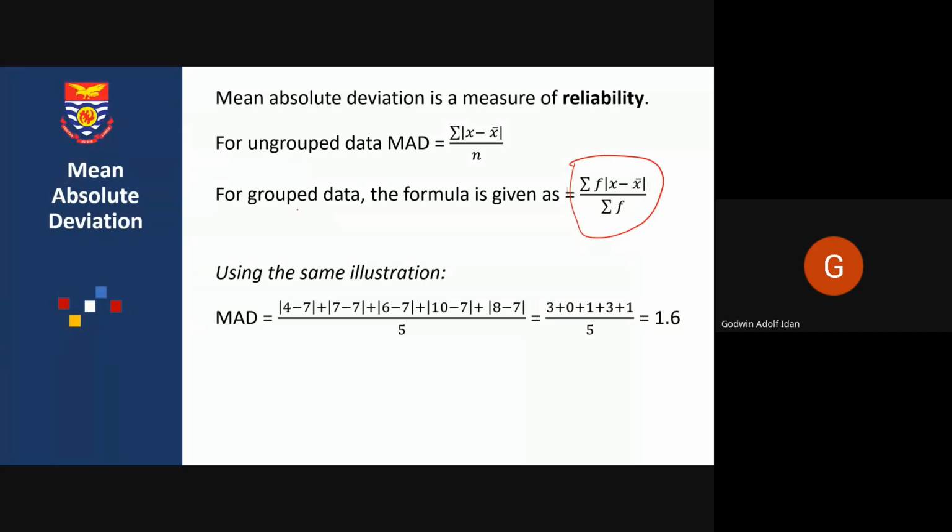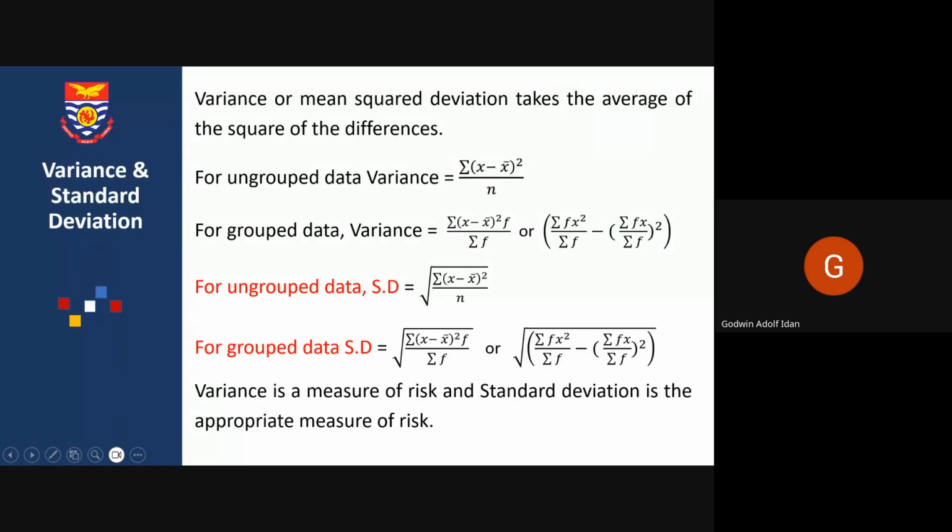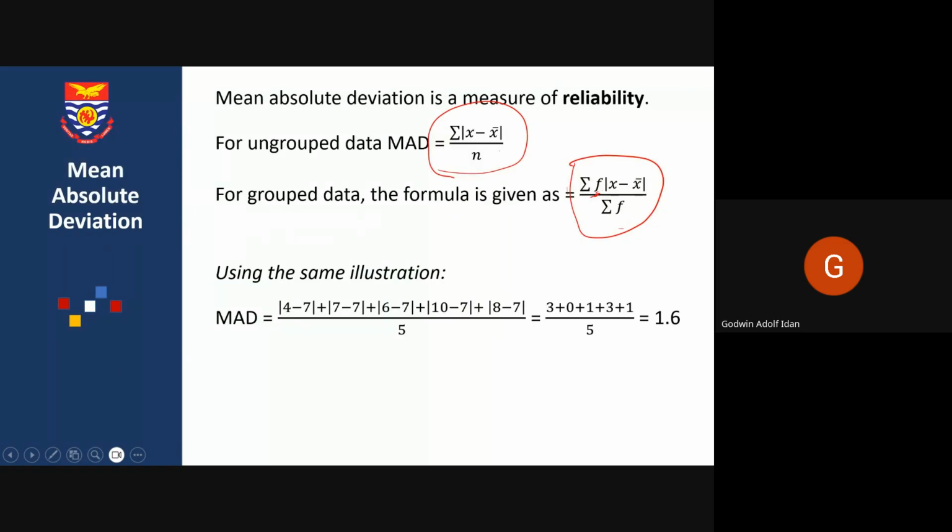There is a absolute mean deviation. We will just have the frequency in here, and it is just this formula that has been converted to this. So the differences are not much. We only introduce the frequency in there, and that is what makes the difference.